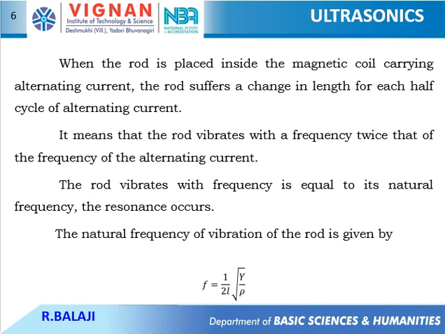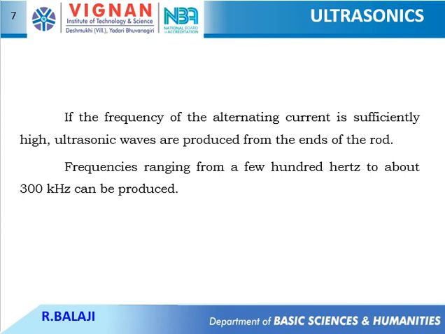The natural frequency of vibration of the rod is given by f = (1/2L) √(Y/ρ), where L is resonating length, Y is Young's modulus of the material, ρ is density of the rod. If the frequency of alternating current is sufficiently high, ultrasonic waves are produced from the ends of the rod. Frequencies ranging from a few hundred Hz to about 300 kHz can be produced.